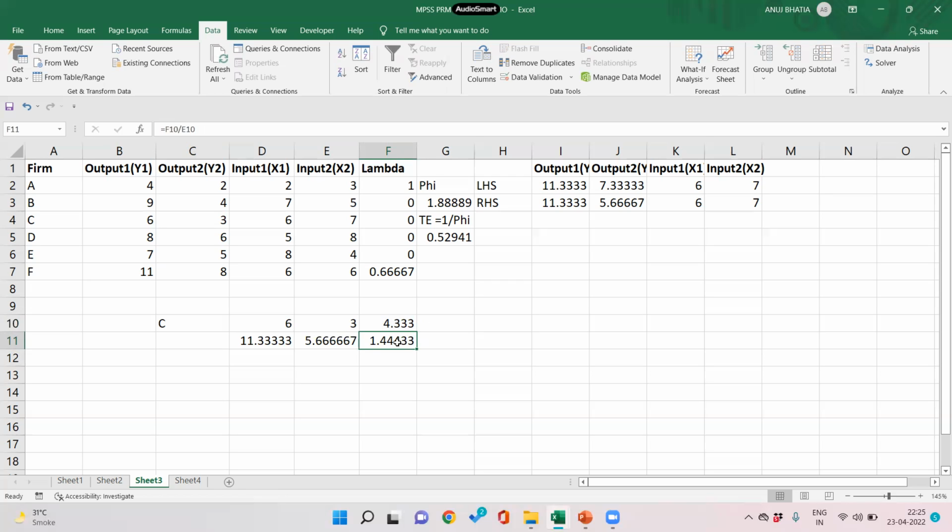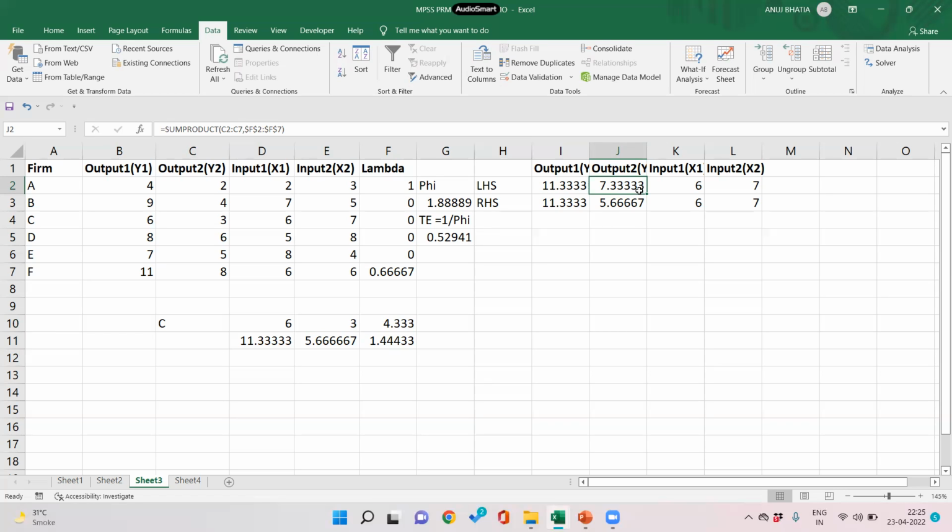So output number 2 can still be expanded by 1.44, that is 144%. However, the current limitation is that it expands the output only by 88%, or a factor of 1.88. If you expand it by 1.88, you can reach 5.66. However, there is still scope to further increase by 144% and reach 7.33. This is called the problem of slacks in the radial approach.